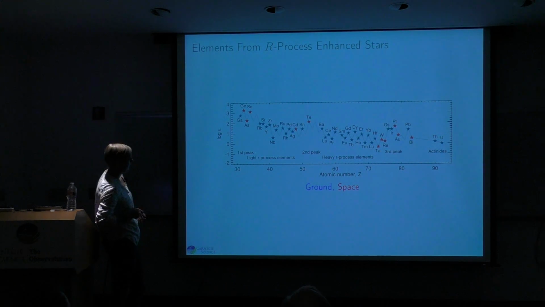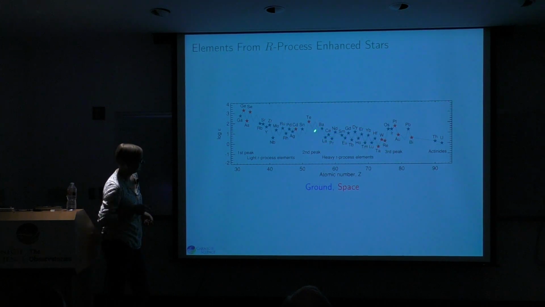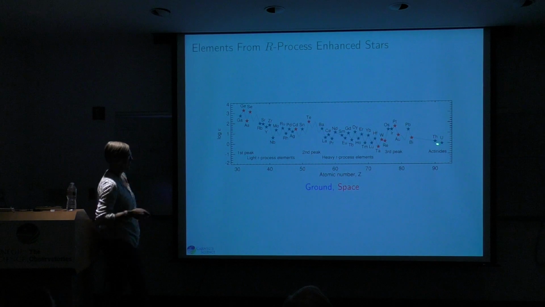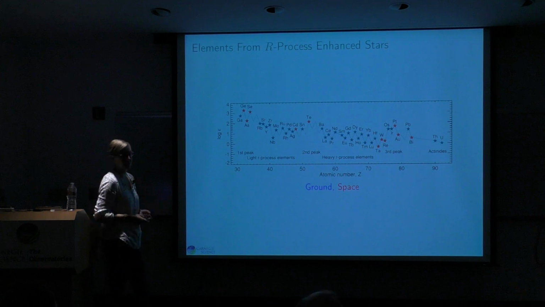And when I talk about light R process elements, we're over here. Usually we don't have any of these up here, so it's strontium up to silver. And when I talk about the heavy ones, it's this middle region from barium to hafnium. Then we have the third peak, osmium, iridium. And when I talk about the actinides, we're over here in thorium and uranium. These two can only be produced in the R process. So if we have either thorium or uranium in the star, then we know an R process has happened.